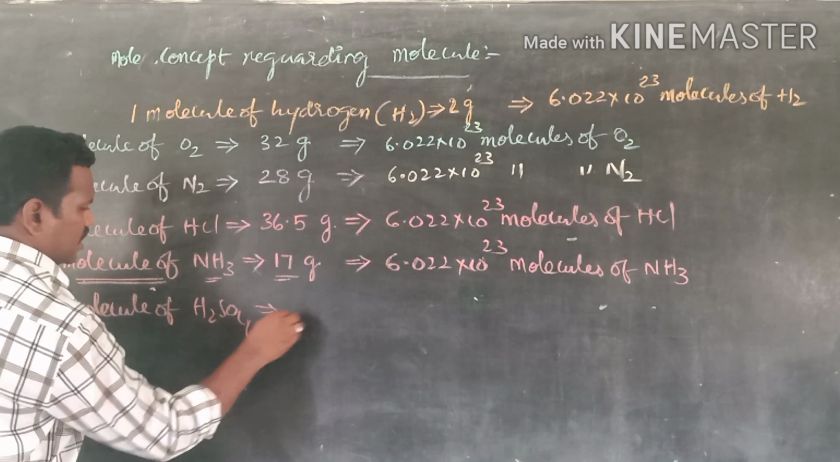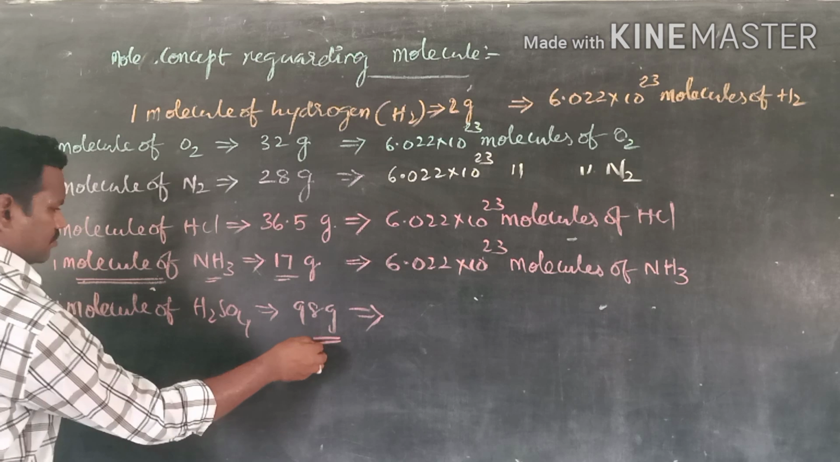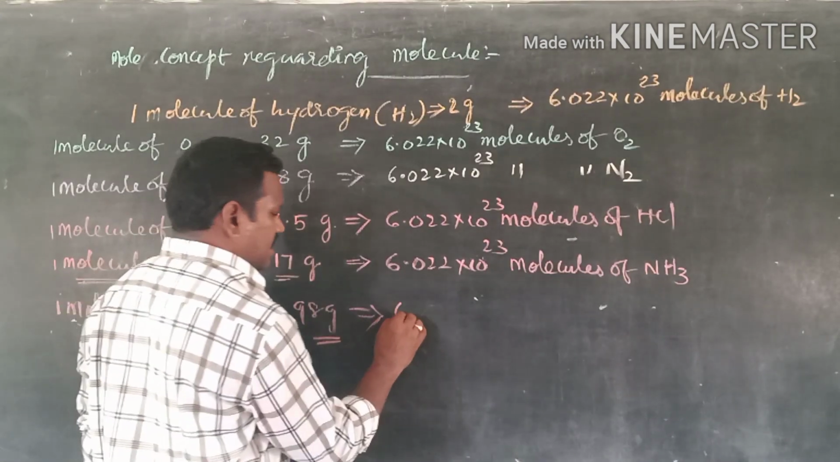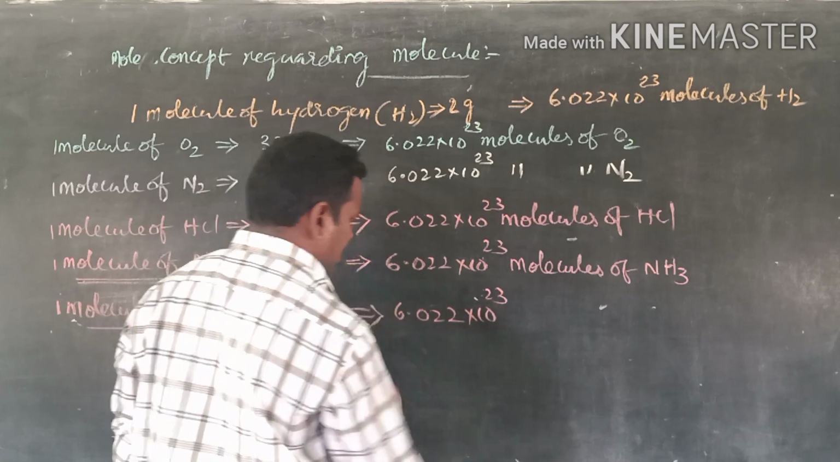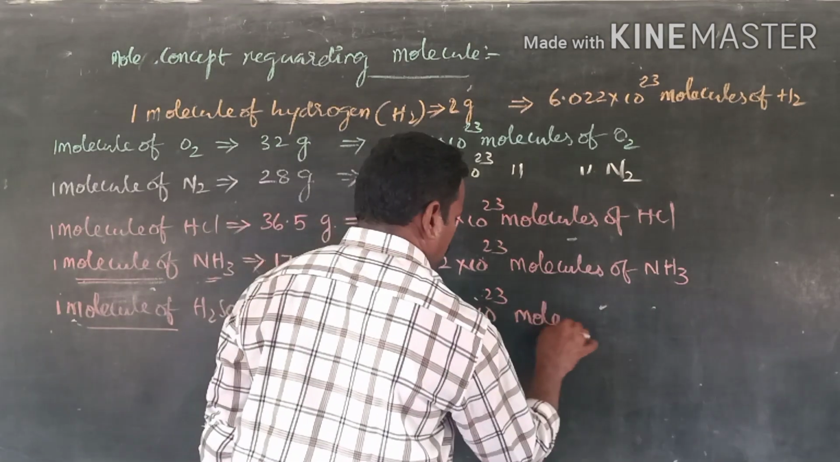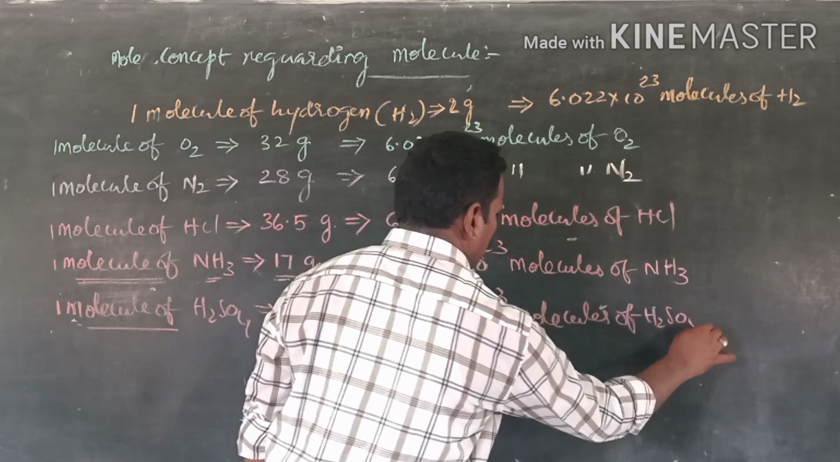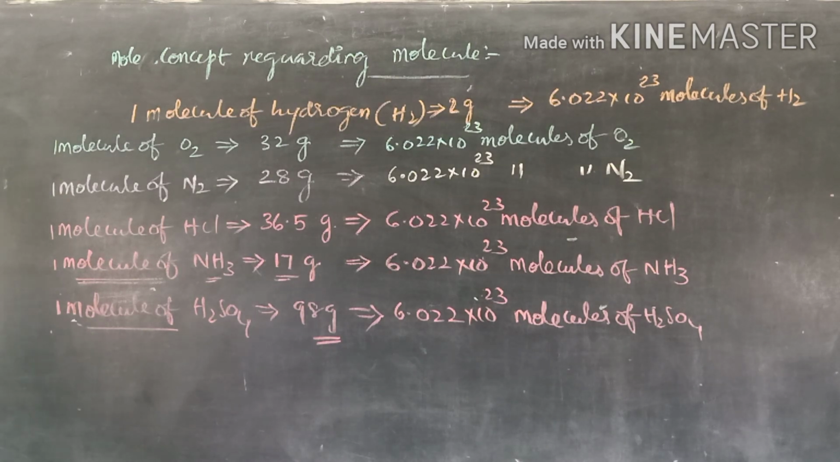If we consider sulfuric acid, one molecule of H2SO4, its molecular weight is 98 grams, means 98 grams of sulfuric acid is considered as one mole. How many molecules are there in that? The total number is 6.022 into 10 power 23 molecules of H2SO4.